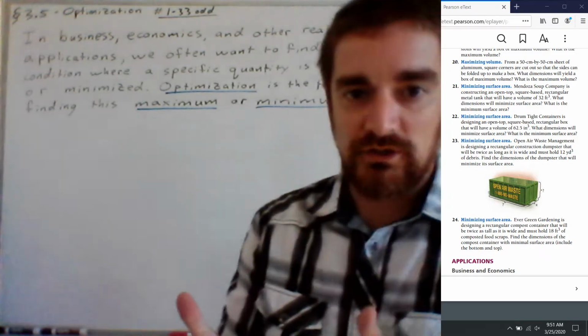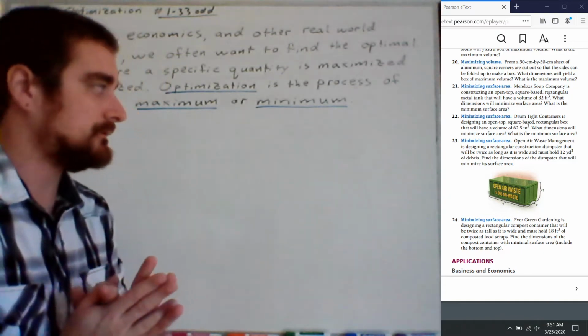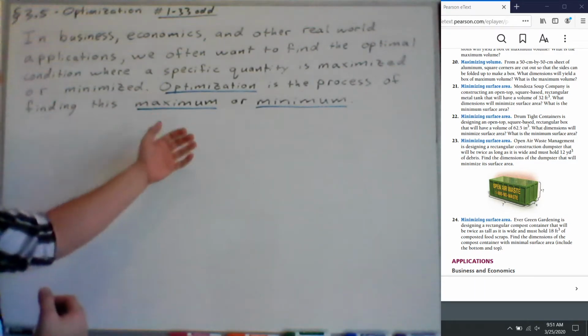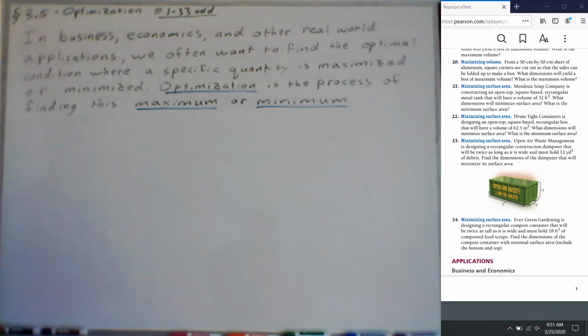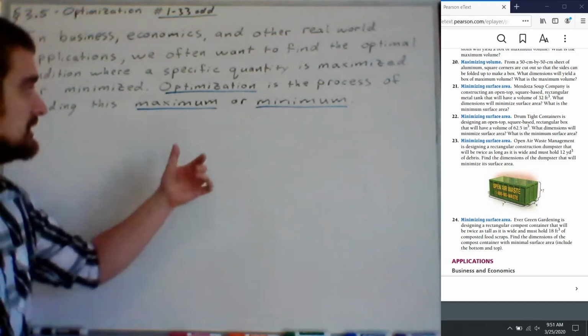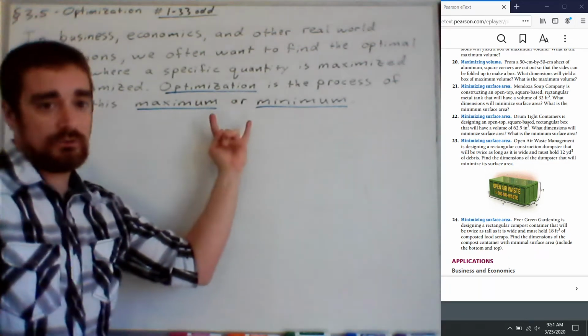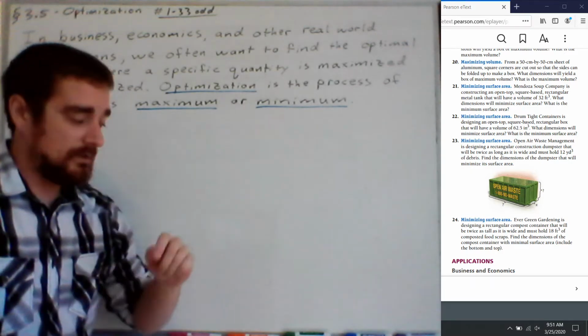So when we mention optimization in a mathematical sense, basically what we mean is in business, economics, and any other real world application you can think of, we often want to find the optimal condition where a specific quantity is maximized or minimized. Optimization is the process of finding this maximum or minimum. Notice when you see optimization, your brain should be thinking maximum or minimum.